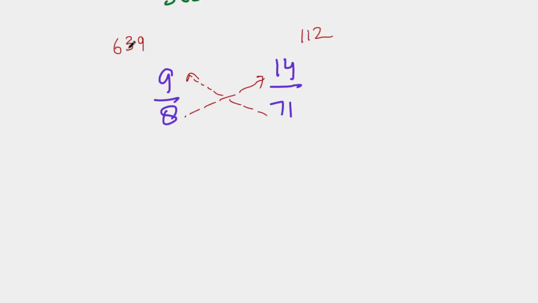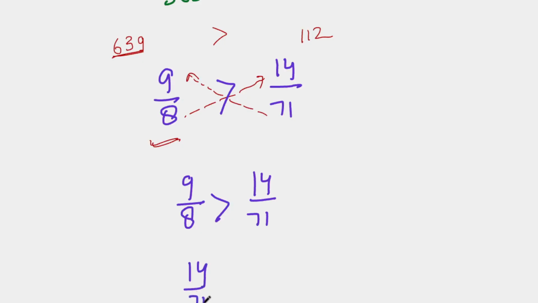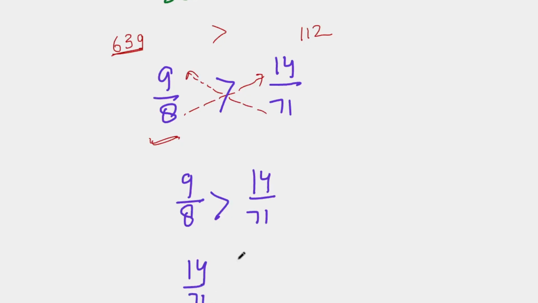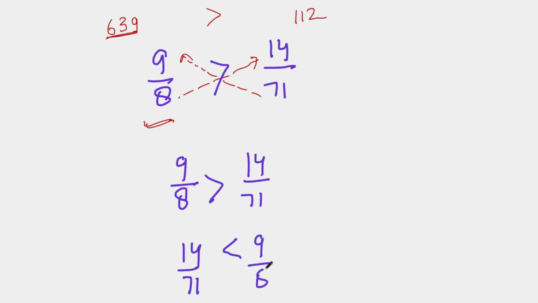Now 639 or 112, which one is bigger? Which is the greater number here? 639, right? So this fraction is greater. The bigger fraction is the one which has the bigger number here. So we will put a sign like this. So 9 by 8 is greater than 14 by 71, or you can say that 14 by 71 is smaller than 9 by 8.